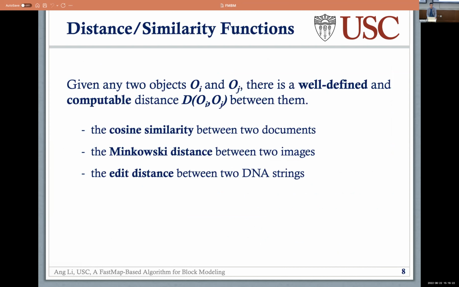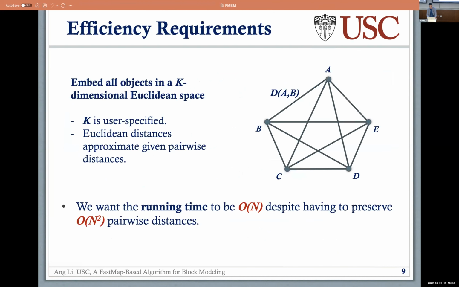And one key component of FastMap is the distance or the similarity function. The distance function will return a well-defined and computable distance, D(Oi, Oj), between any two objects, Oi and Oj. For example, the cosine similarity between two documents, the edit distance between two images, and the edit distance between two data streams. So FastMap will embed all the objects in a k-dimensional Euclidean space, where k is user specified, and the Euclidean distances will approximate the given pairwise distances.